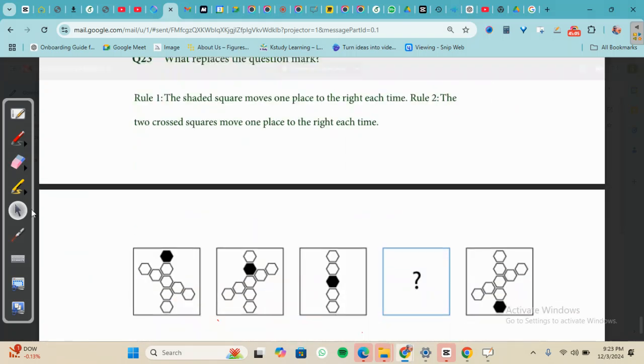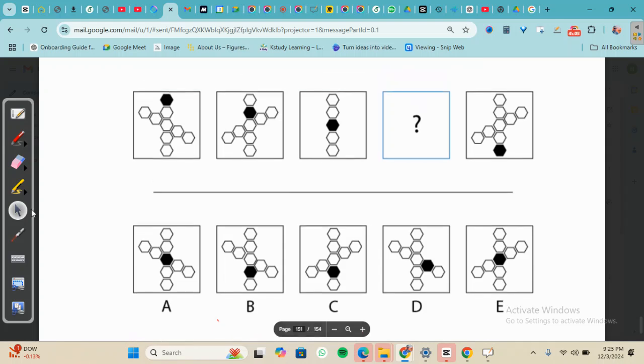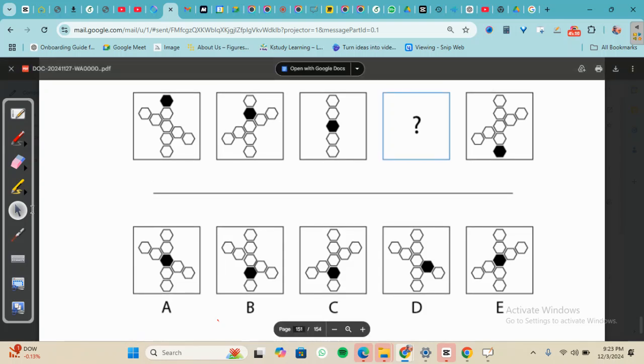Now let's move straight to the next question. Now we have this here. Looking at this one, I think I've actually shown it before. The one with 154 pages, just check. Any PDF that you see that is up to 154 pages, that's what we are using.